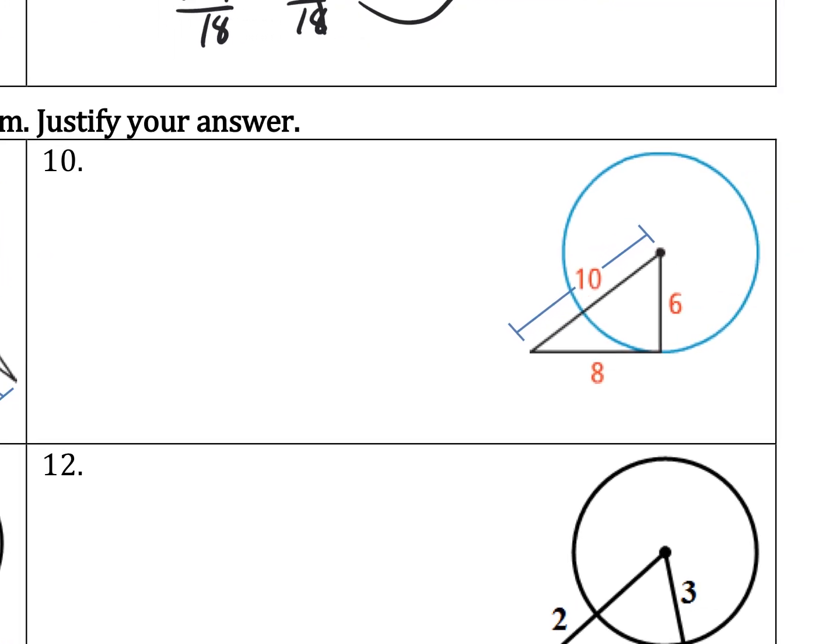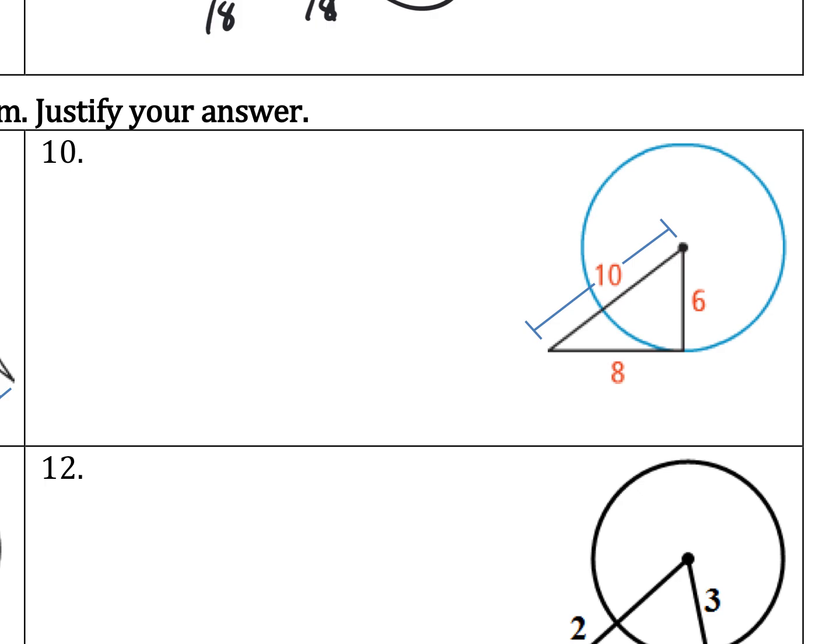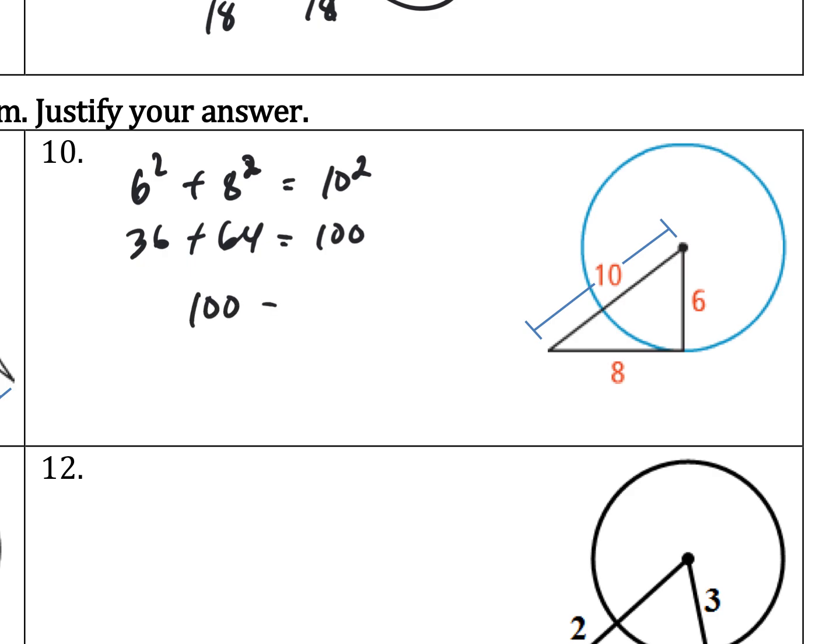Okay, the next one in here, going the same process. 6 squared plus 8 squared is equal to 10 squared. Okay, 36 plus 64 is equal to 100. Therefore, yes, it is tangent. It's tangent.